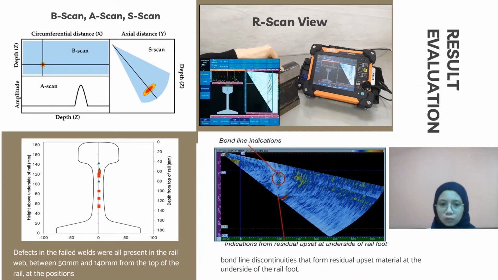When the highest echo is found, we can measure the distance between the probe front and the hole center for the overlay position to find the flaw or defect. From the sectoral view of the S scan, there are three defects. The next picture on the bottom left shows the rail web with the presence of a defect between 50 mm and 140 mm from the top of the rail. The last picture is the sectoral scan showing the bond line discontinuities that form from the residual material on the base of the rail foot.